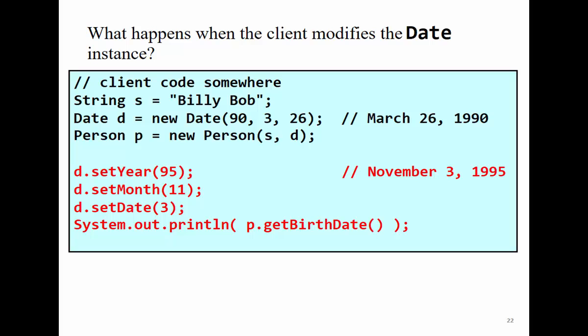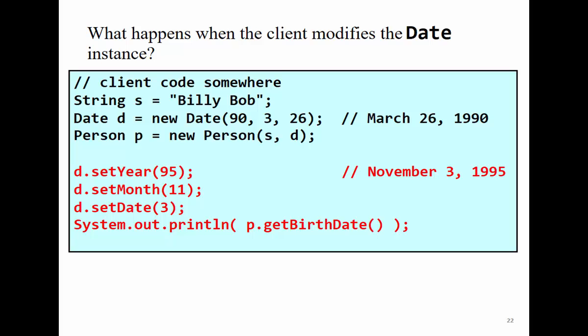Now, if the client decides to change the year and the month and the date, the person will see it because both are seeing the same object. Both have the same address. Client can change it by using D. He didn't use P dot something. He used D. D is the reference where the date lives in the memory. The client has that address, so the client can use that address to change the date, and the person will see it.